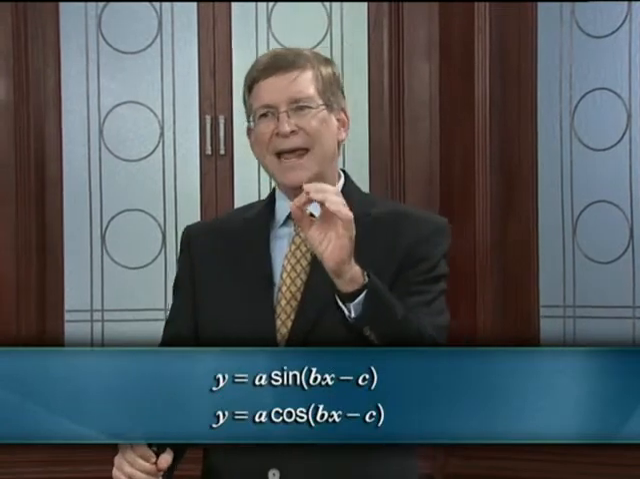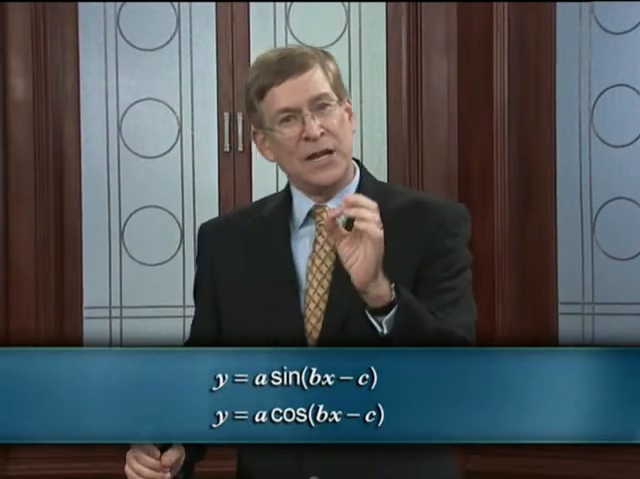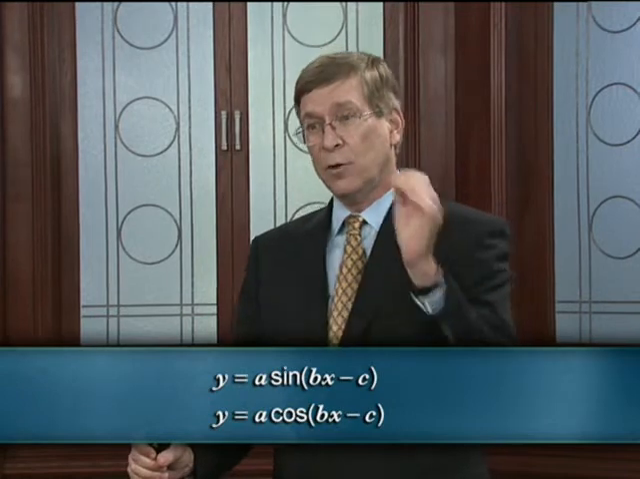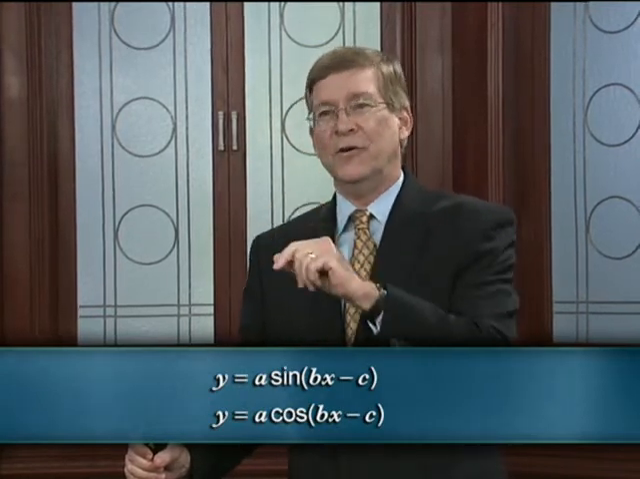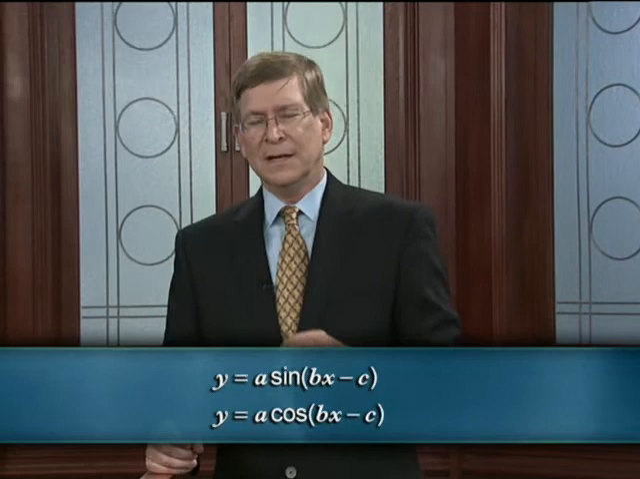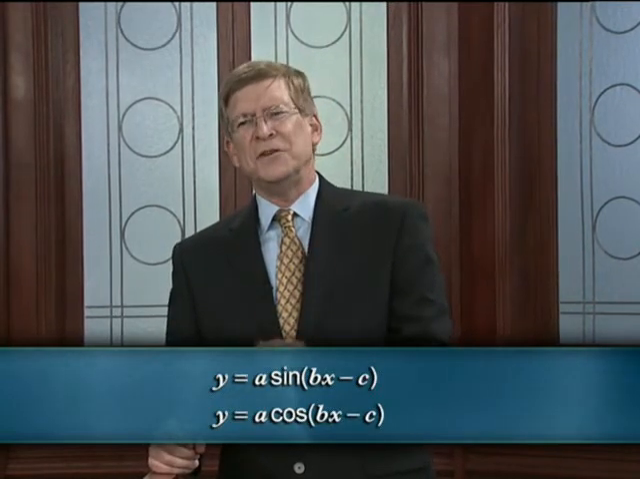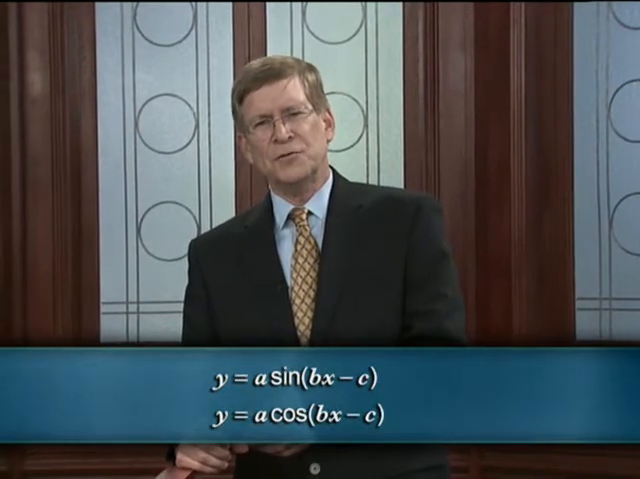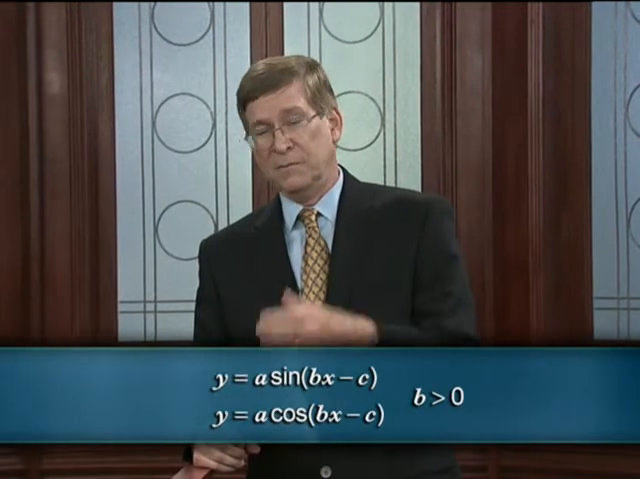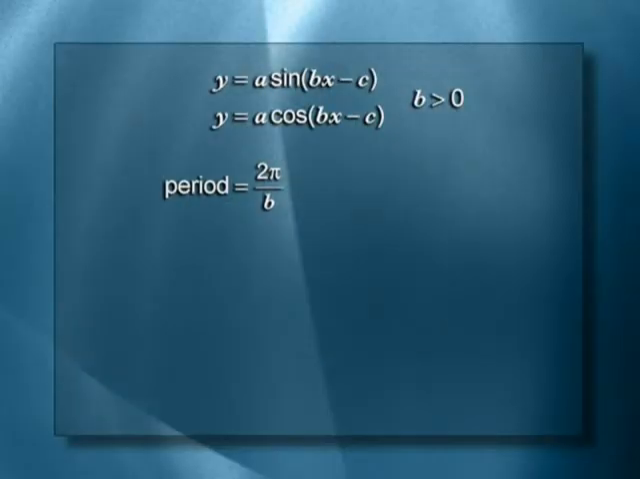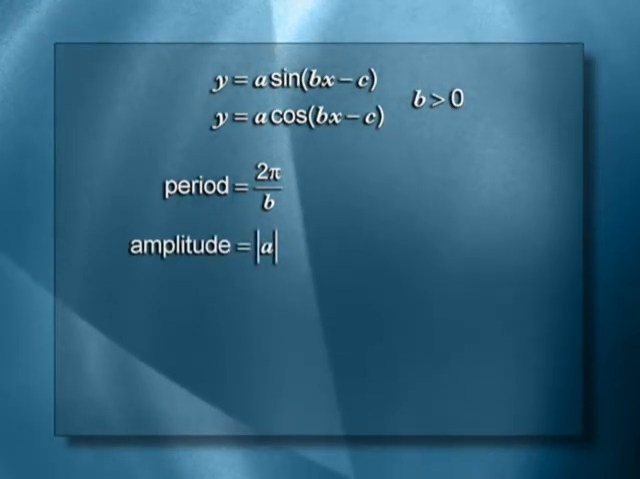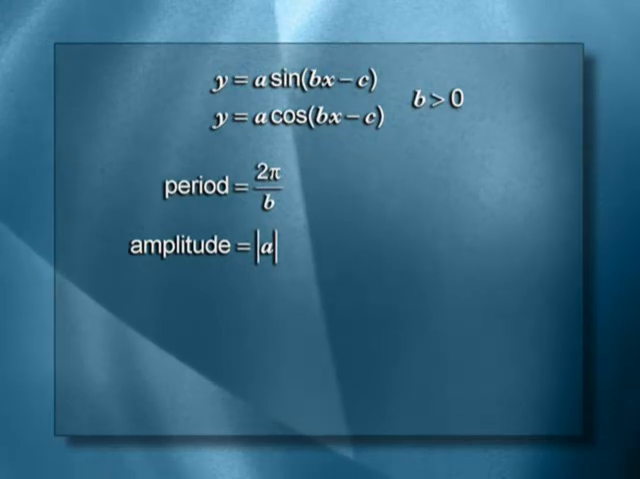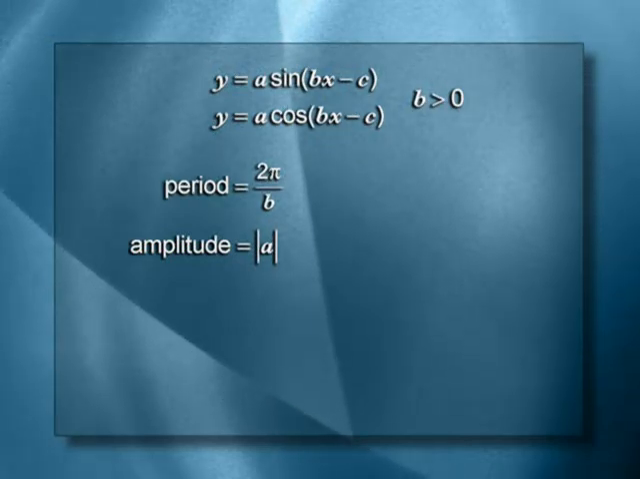So let's summarize some of these graphing ideas for this general curve, a sine of bx minus c and a cosine of bx minus c. And then we'll go back and attack the final letter d, which will be added. What kind of observations can we make? Well, first of all, if we assume that b is positive, and in most cases it will be, the period is 2 pi over b. Okay, that's good. The amplitude is the absolute value of a. Hopefully a is positive so you don't have to worry about absolute value.